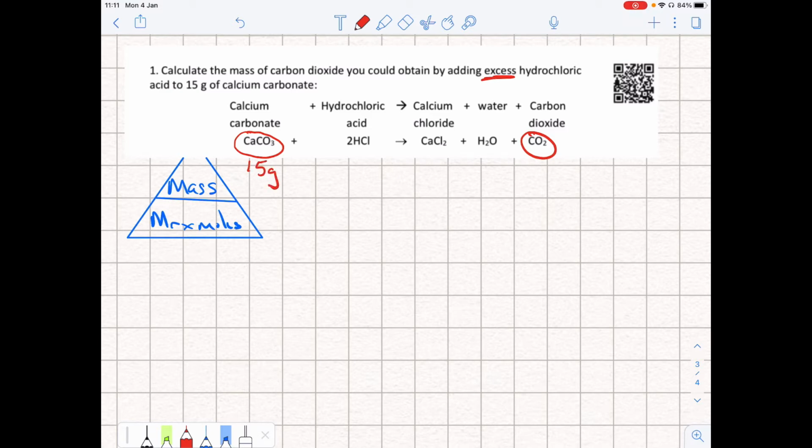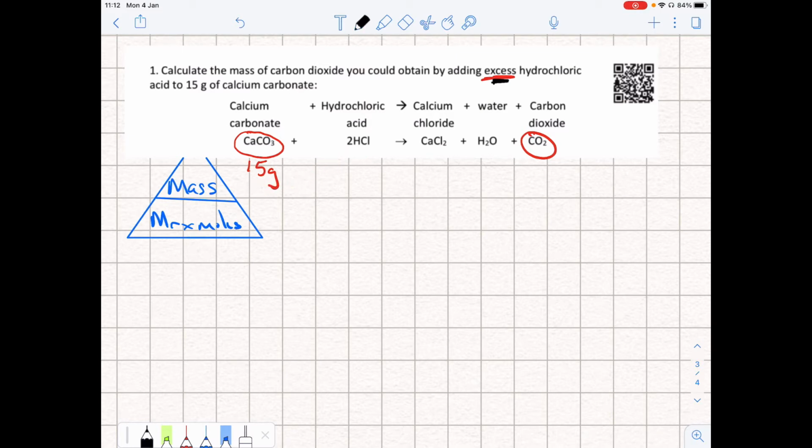Before we get into the calculation, let's have a quick look at the excess. Why do I need to know there's an excess of hydrochloric acid? That's because I need to make sure there's enough of this in order to make all 15 grams of the calcium carbonate react. So by providing an excess, we're allowing the 15 grams to react fully.